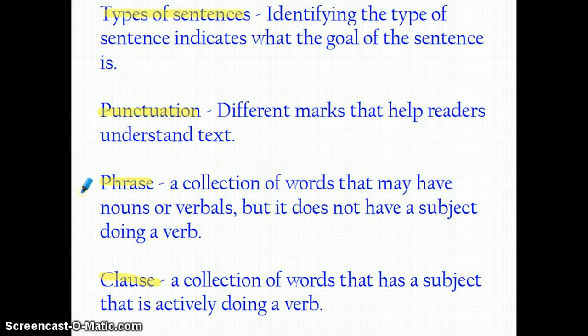Phrases are words that may have a noun or a verb, but it doesn't have a subject doing a verb, so a phrase is not complete. A clause has a subject doing a verb, and then there's obviously two types of clauses. Independent clauses can stand alone. Dependent clauses need something to be complete.